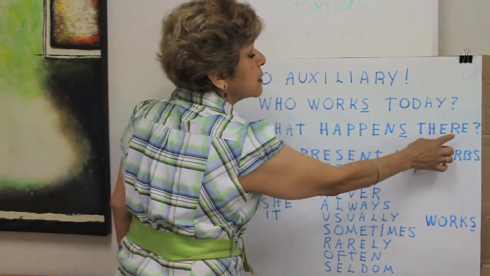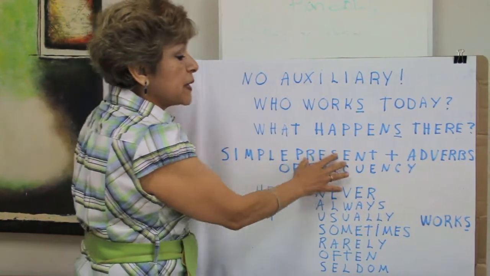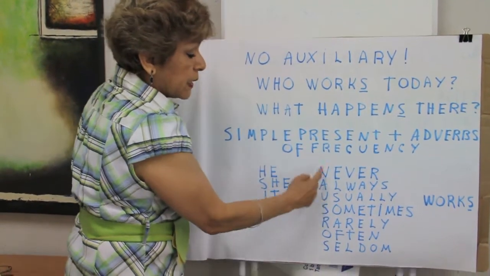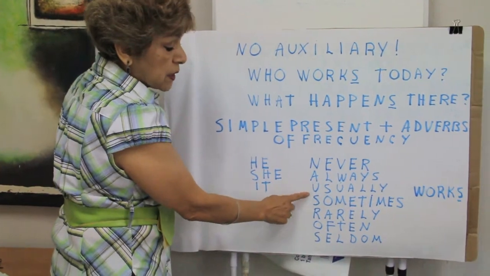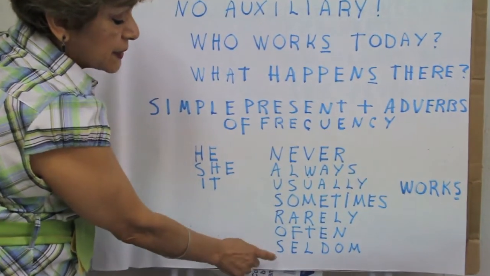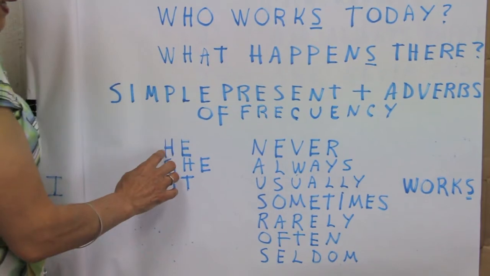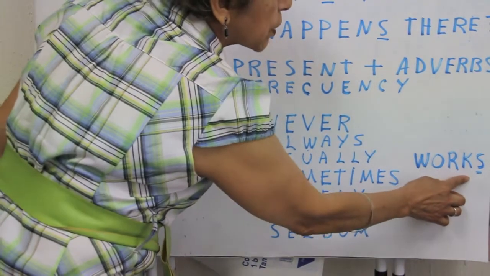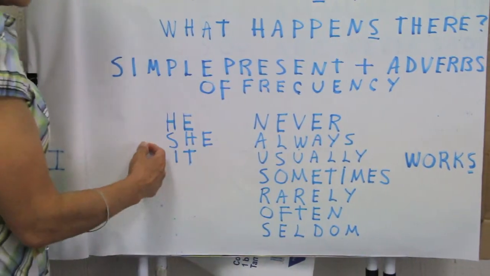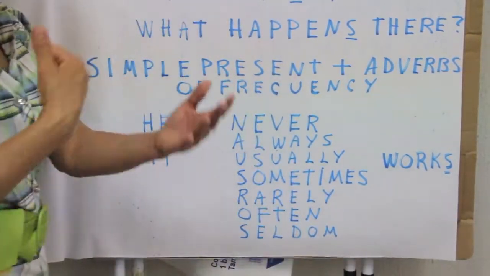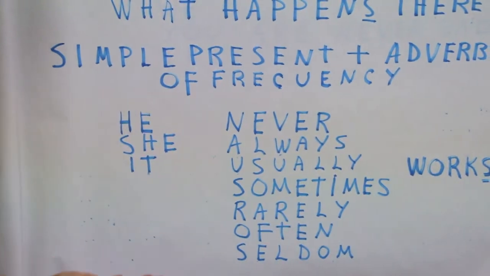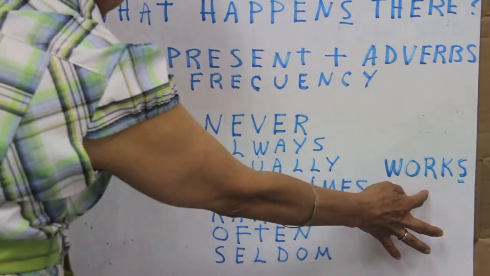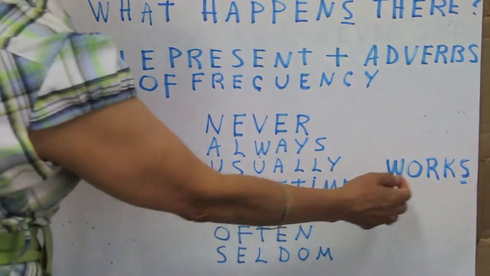What happens there? Simple present plus adverbs of frequency: never, always, usually, sometimes, rarely, often, seldom. And be careful how to use them. He never works because it's third person singular. You need S in the verb. I reinforce the affirmative sentences of this unit 1. She always works. It sometimes works.